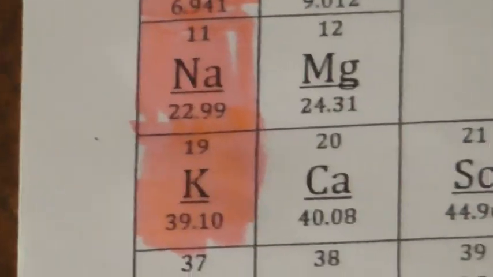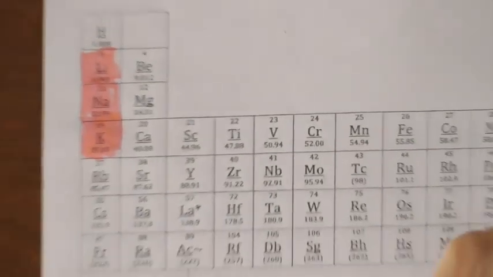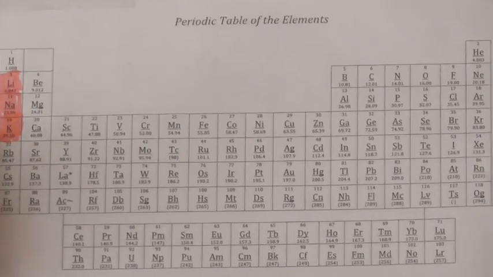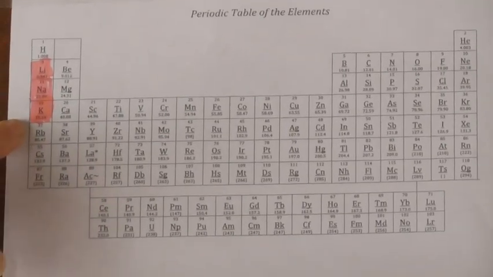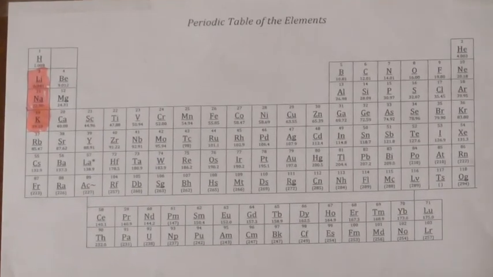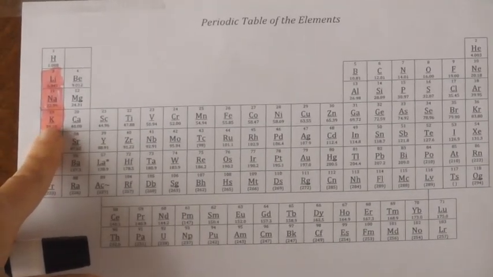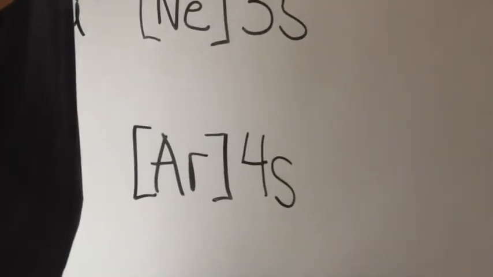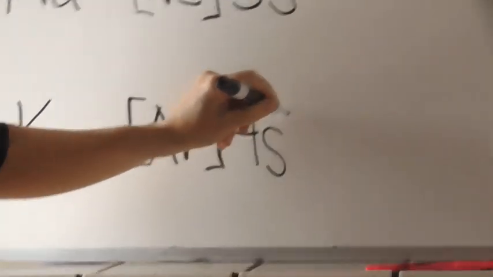So we have argon. And if you look at argon and you come back to potassium, it's 1, 2, 3, 4 periods down. So that means it's a 4. That's still in the S block, right? The S block. And it's still the first one in the S block.